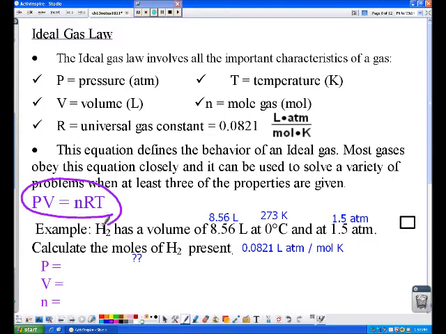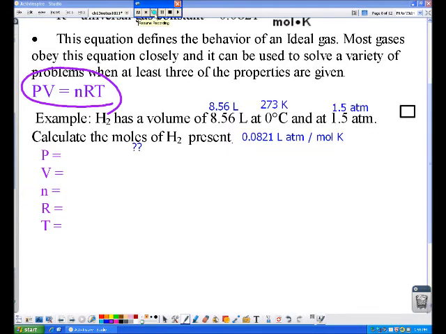You're basically just going to be pulling the variables out of the problem, making sure they match the units for R. R is liters. Is the volume we're given in liters? 8.56 liters. So we don't have to do anything to the volume because it's the right units. The temperature was given as Celsius, but R is in Kelvins. What do I need to do to the temperature? Add 273, convert it to Kelvin, and then I've got the temperature I'm allowed to use.